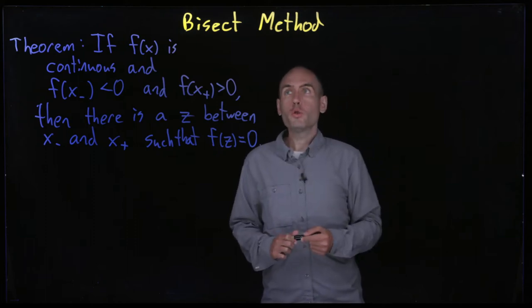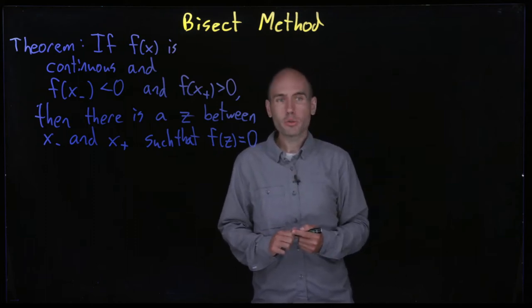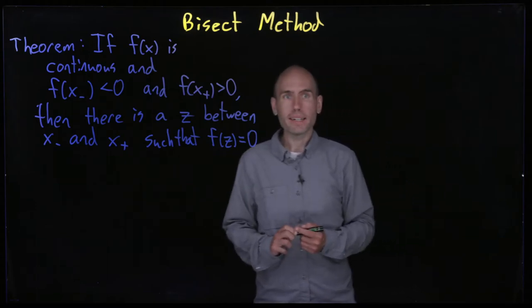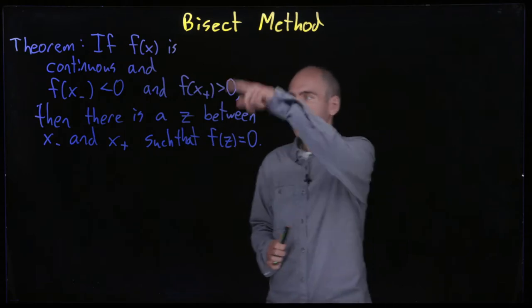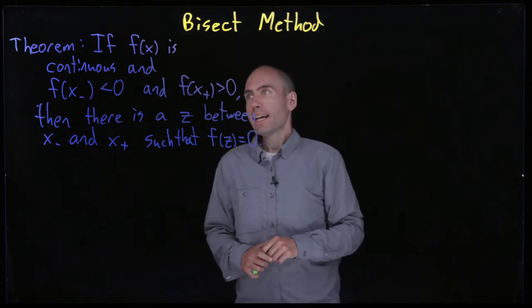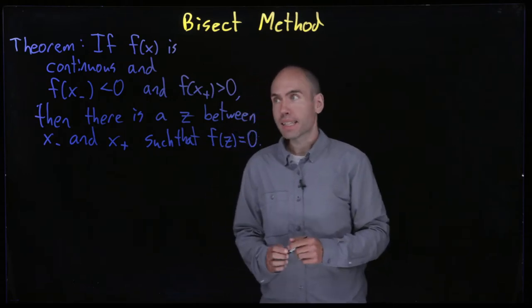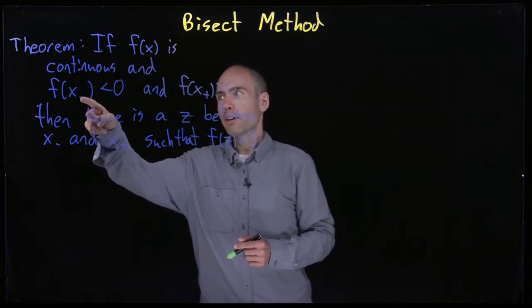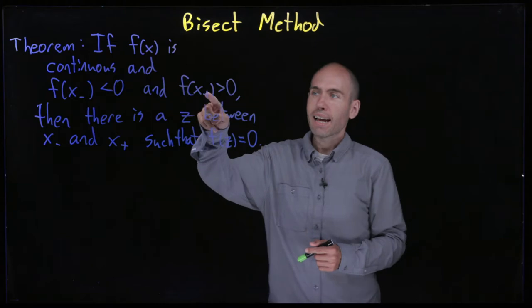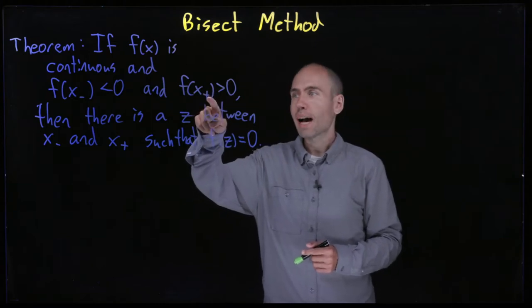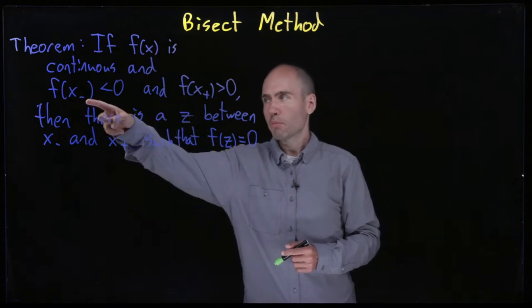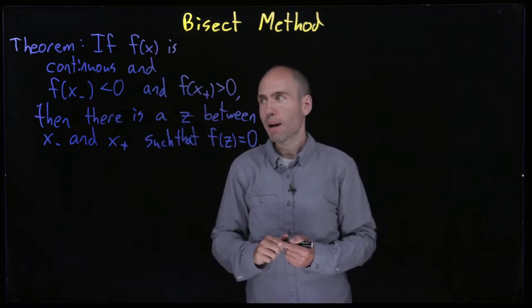Here's one of the two main numerical analysis methods we're going to cover in Math 9. This one is called the Bisect Method. The other one is called Newton's method. And it's based on the following theorem. This theorem says if I have a continuous function and I have some input where the function is negative, and I have some other input where the output is positive, then there exists a root somewhere between x negative and x positive.